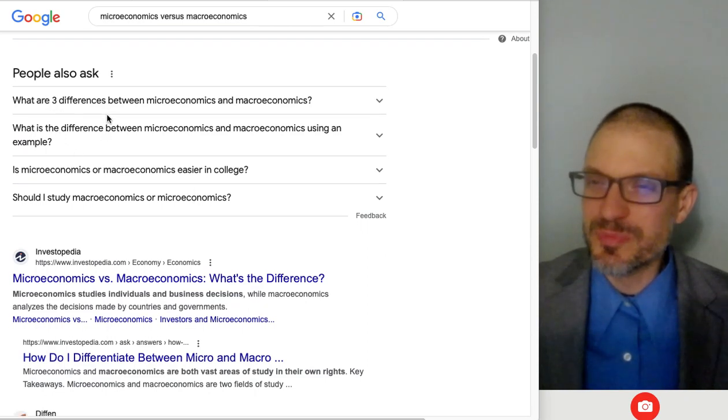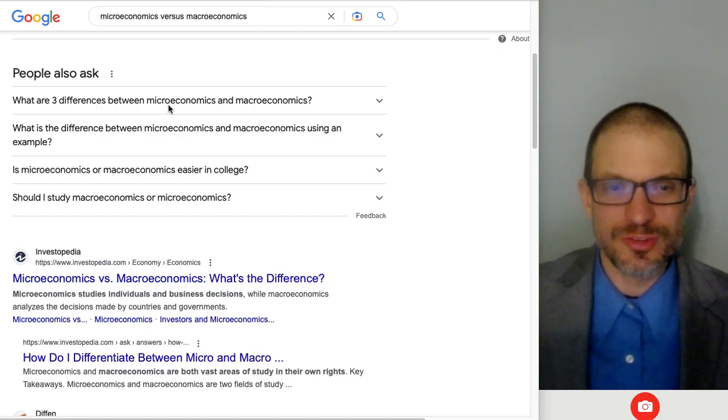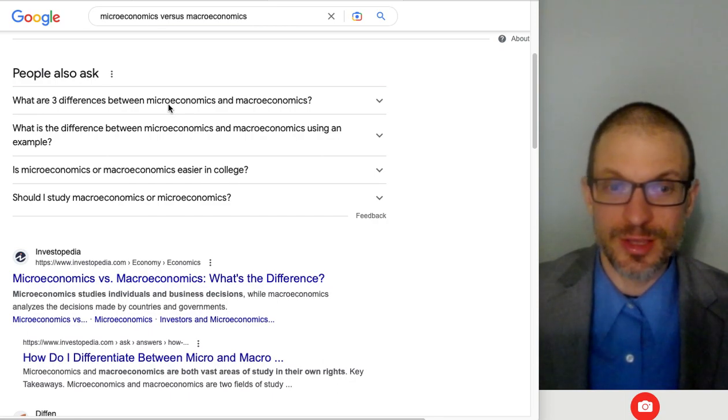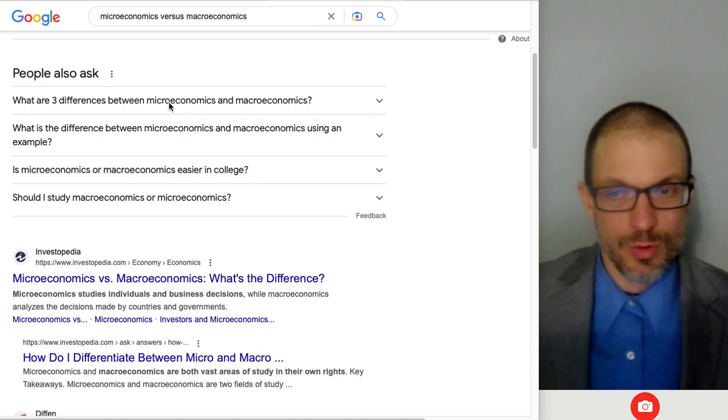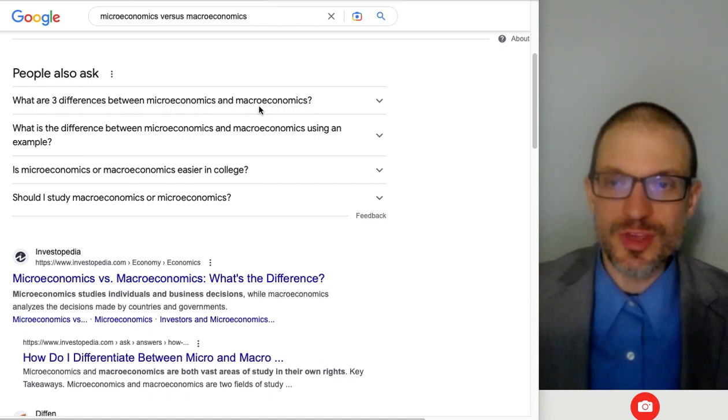What are three differences between microeconomics and macroeconomics? I mean, so I've given a whole bunch. The key thing is really just the focus. So the microeconomics models are focused on a single product market or single service market or decisions of individuals or firms or whatever. Macroeconomics is looking at the economy level.